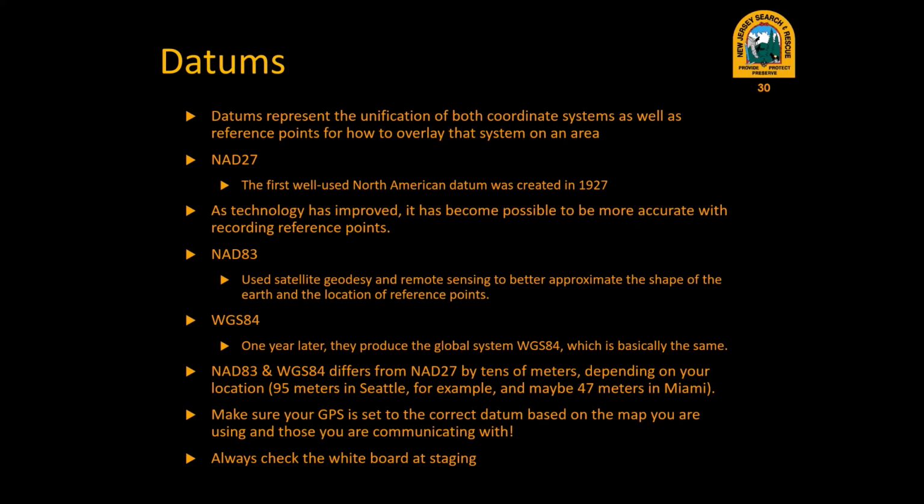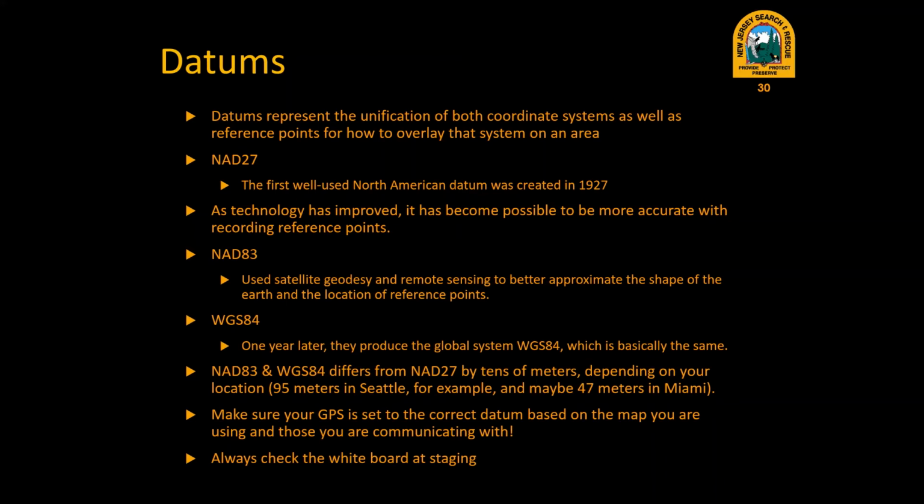This information should be available to you on the whiteboard in the staging area. If it's not, and there are coordinates up there, plug those coordinates into your GPS device and see if it gives you the location that you're at. If it doesn't, this might mean your datum is off.